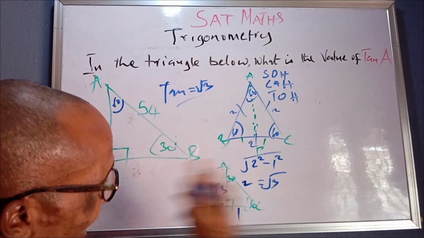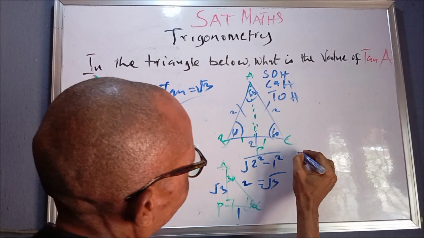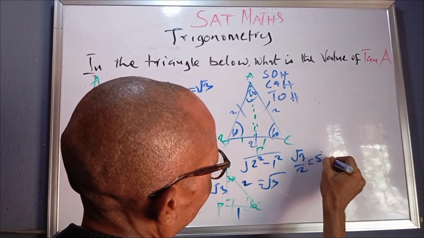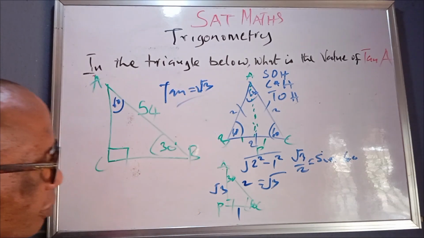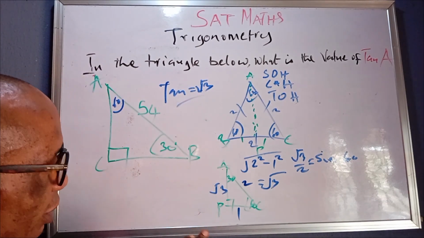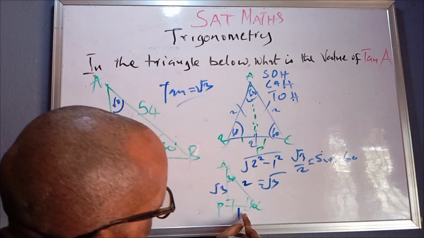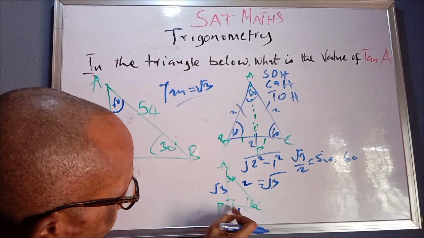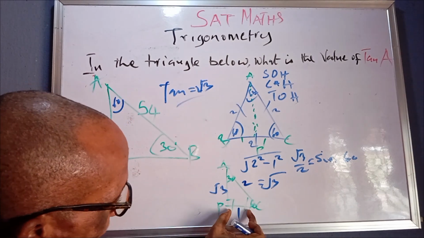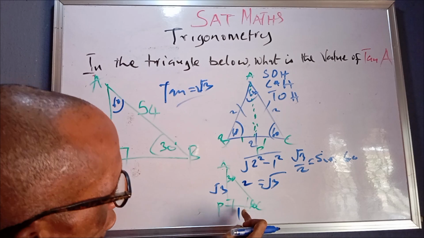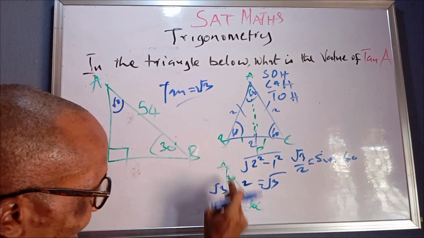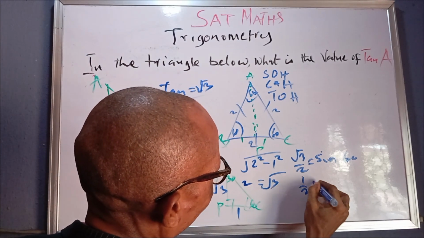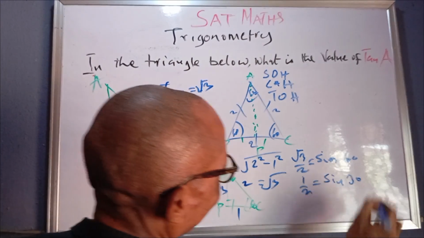So sine 60 at any point in time is root 3 over 2. So sine 30 will be, recall I told you, opposite is always the side facing the angle. So since we are working for sine 30, this is now the opposite. It is the side facing the angle. Opposite over hypotenuse. This is sine 30 now. So 1 all over 2 is sine 30.